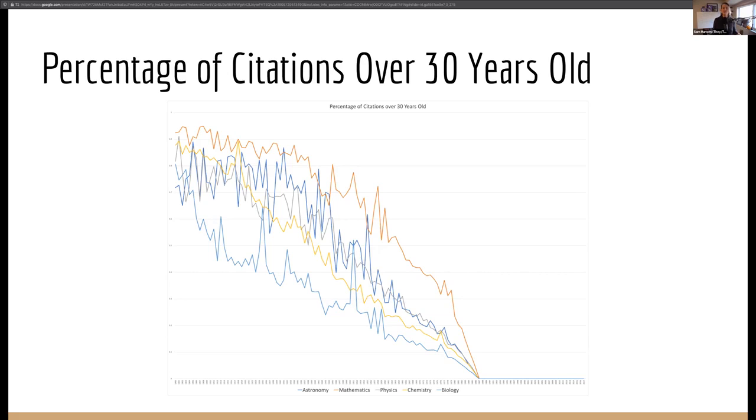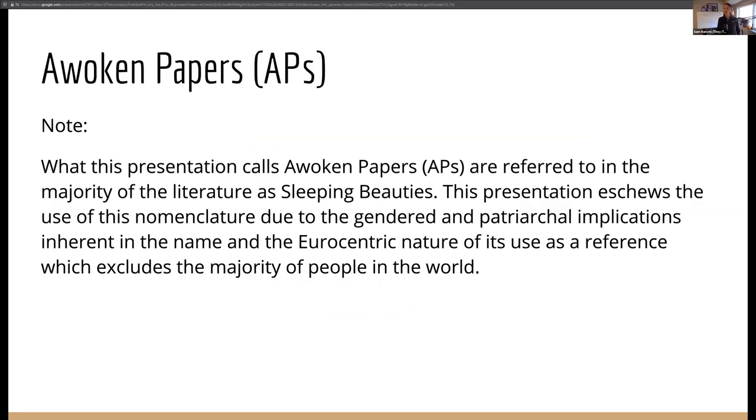Mathematics consistently relies on older work. It's very, very stark, the reliance on older work in comparison with these other subjects. So now, Awoken papers, and now I will define Awoken papers. What this presentation calls an Awoken paper are referred to in the majority of the literature as sleeping beauties.